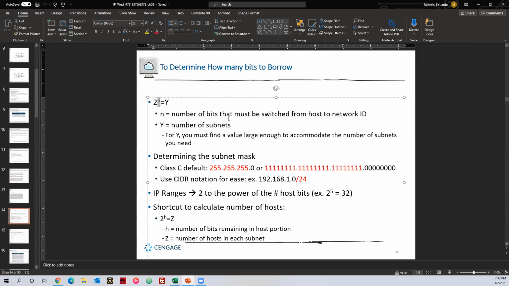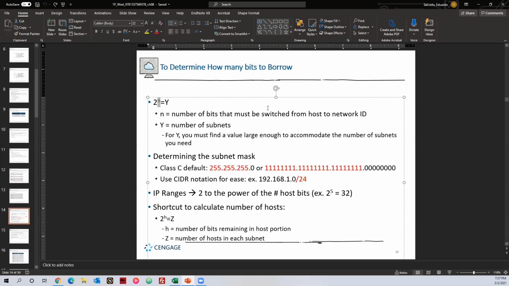The question could be like, how do I create 3 subnets? How many bits do I need to borrow? If I only borrow 1, and I put 1 instead of n, 2 to the power of 1 is 2, and I need 3, so 1 bit is not enough. I need another bit. Let's move on to the next.